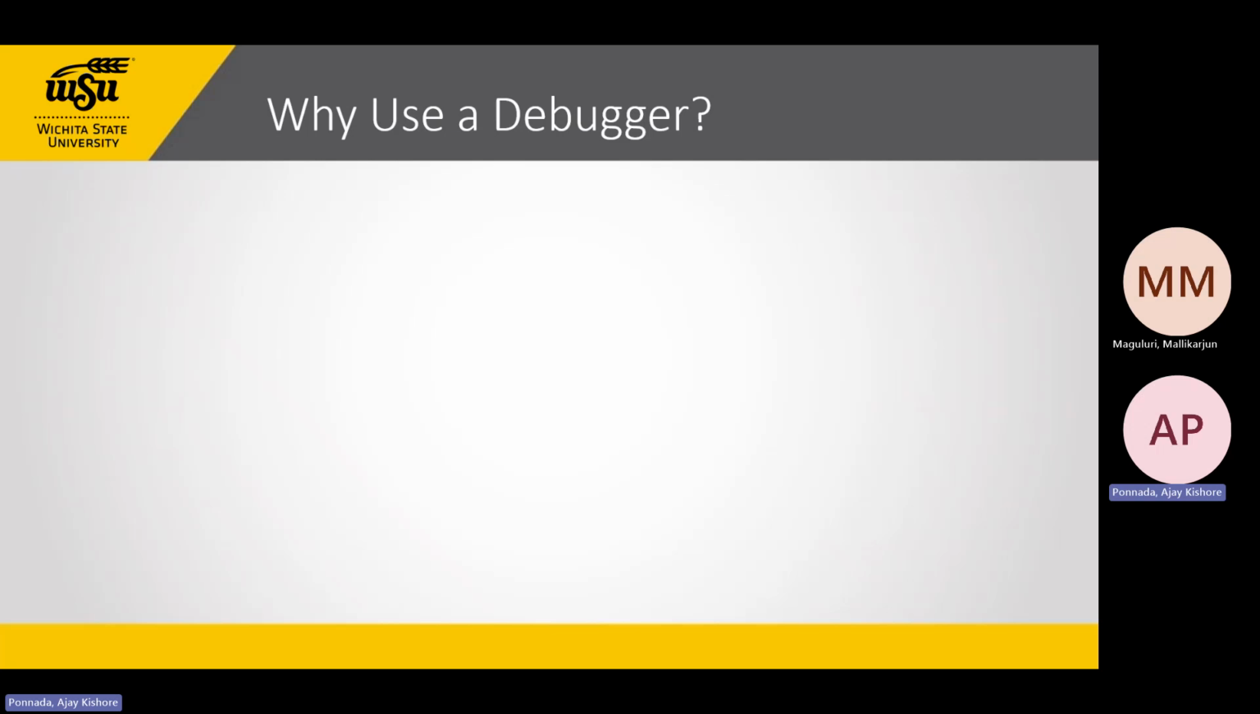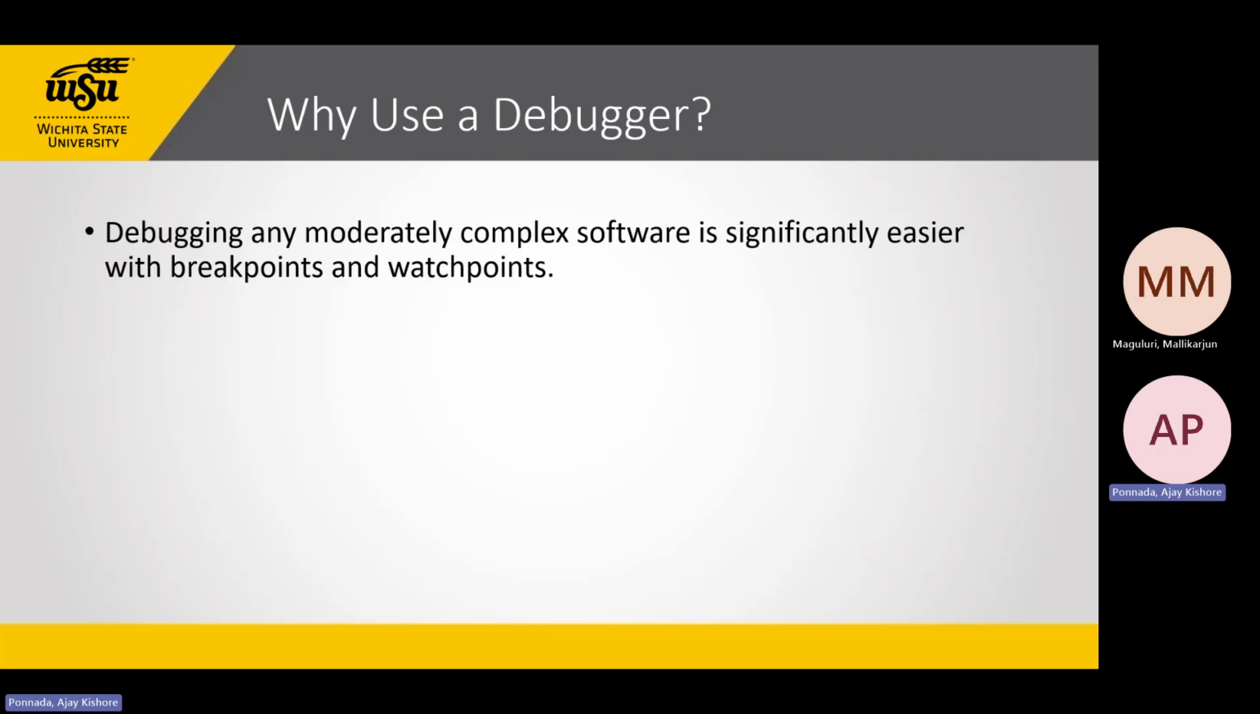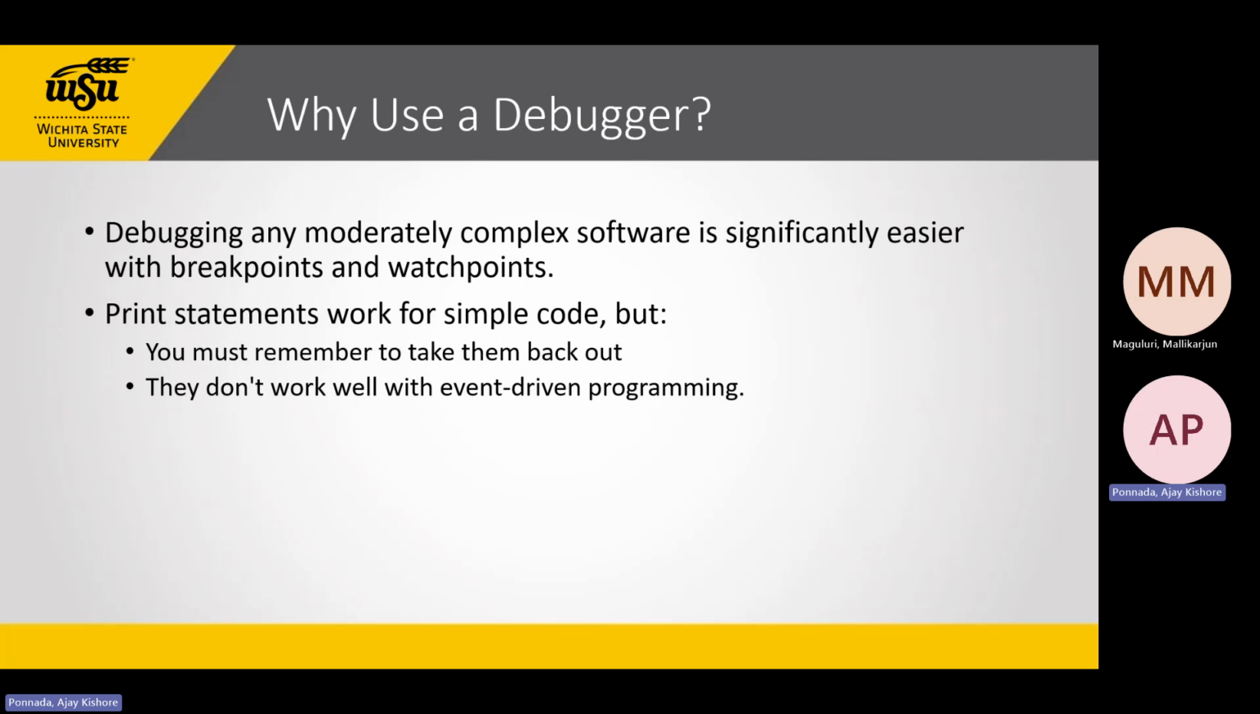So why use a debugger? Debugging any moderately complex software is significantly easier with breakpoints and watch points. If you have a large code and you can't see where the error is going on, it's nice to have some breakpoints. You can just see the breakpoints and get to know where the error actually is. That's something good we get from Python.